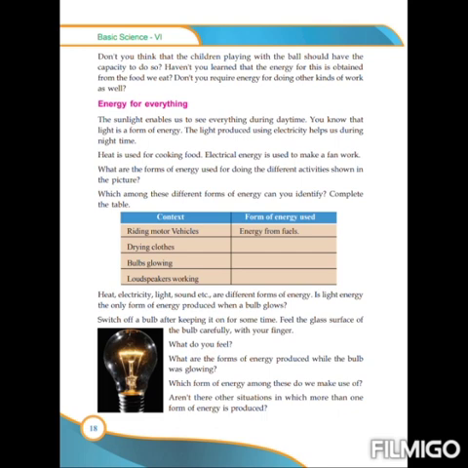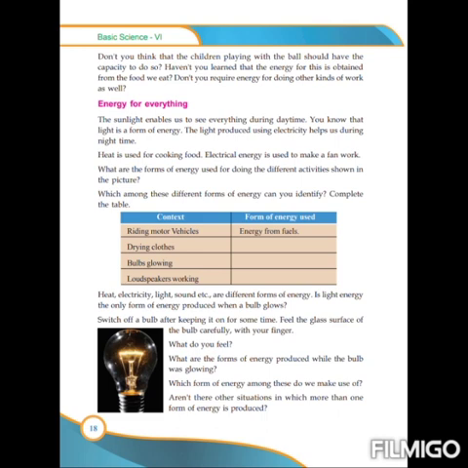Now, what are the forms of energy produced while the bulb was glowing? The first one is electrical energy. The electrical energy is used to switch on the bulb and the bulb starts glowing. Now, when the bulb starts glowing, what happens? The light produced from the bulb helps us to see things. So here both electrical energy and light energy are involved. And when we switch off the bulb, after some time, heat energy is also produced.